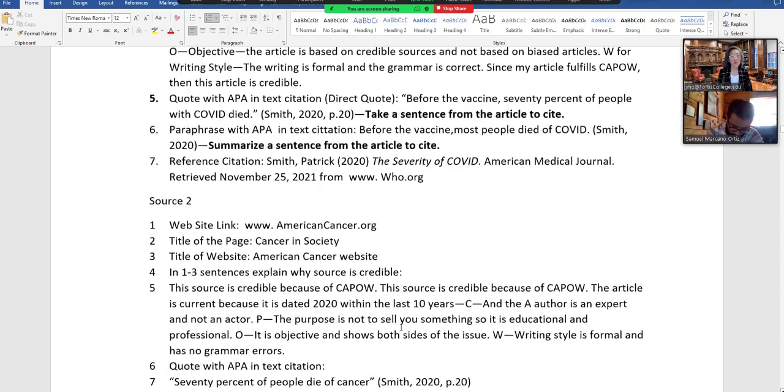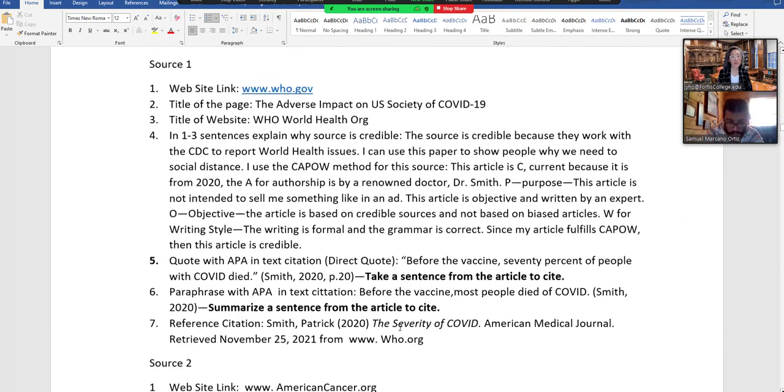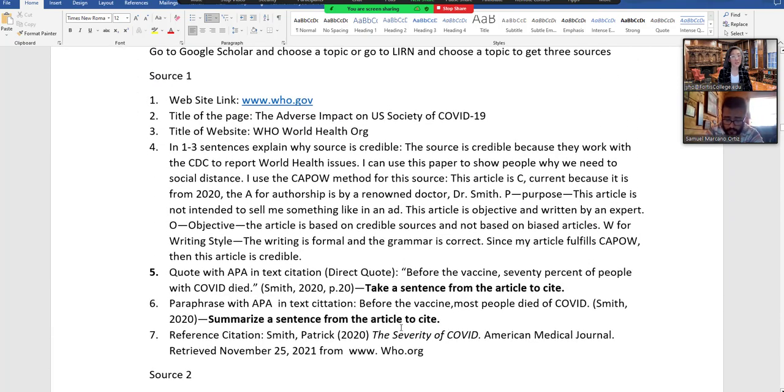So this is your worksheet. I wanted to show you what your worksheet looks like. And so here, this is web source number 1, okay?